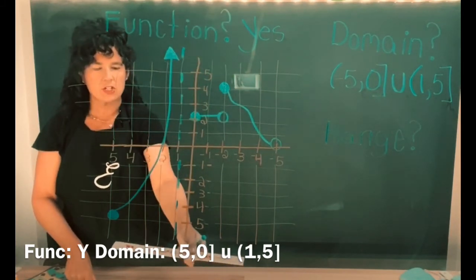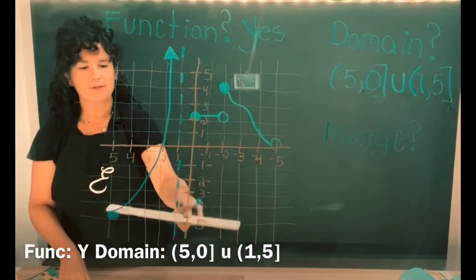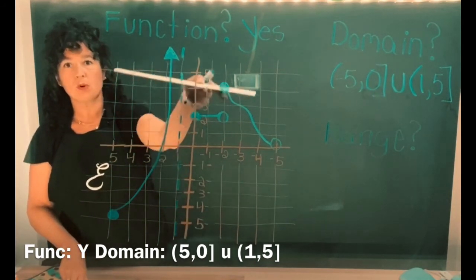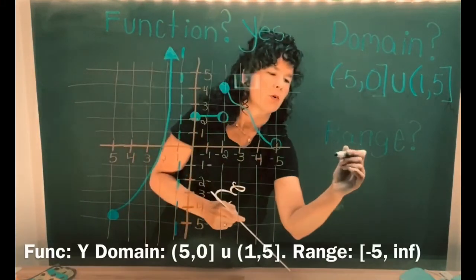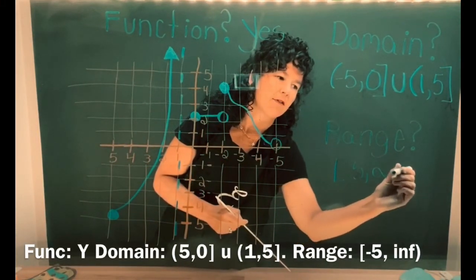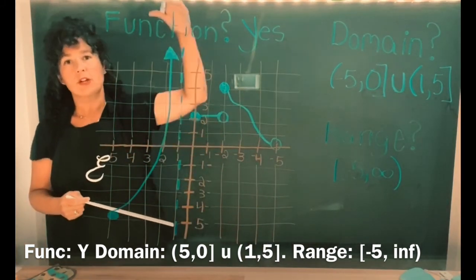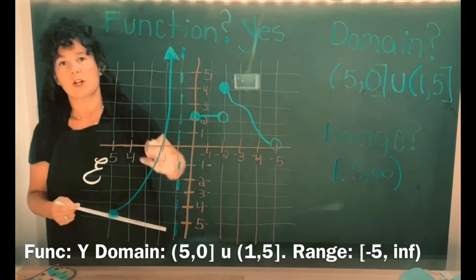So the range is going to be negative 5, including negative 5, through infinity. So bracket negative 5 through infinity. And you use a parenthesis for infinity because you never actually get there. It's just a concept. You're not going to include it.